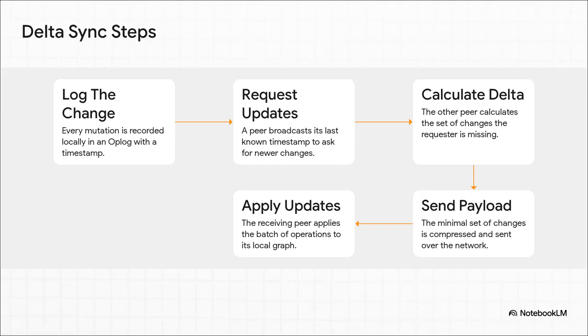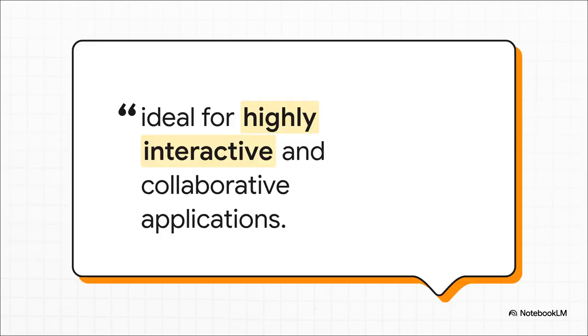So let's actually walk through how this super-fast delta sync works. First, any change you make, no matter how small, gets logged in a local list called an Oplog. Every single entry gets this special timestamp that's really good at keeping everything in the correct order, even across totally different machines. So when your app wants to sync, it just pings its peers and says, hey, what have I missed? The other computer then figures out just the changes you need. That's the delta. It zips up that tiny little bundle of info and sends it over.